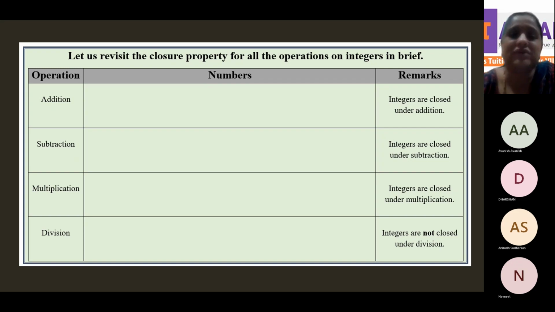Okay, now let me begin with what we understand by the closure property of addition of integers. See, the property is closure. The operation is addition. And the numbers we are going to test this on are integers. Like we have natural numbers, whole numbers, and integers, we're going to check the closure property on integers, for the operation of addition.